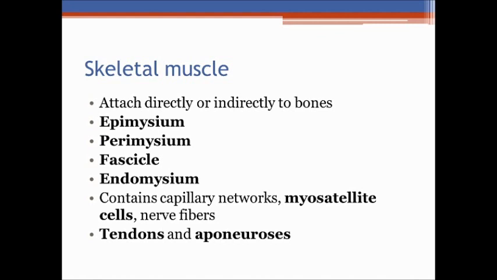Skeletal muscle contains capillary networks, so there's a lot of oxygen exchange. Myosatellite cells, which are stem cells, help to repair damaged muscle tissue. And nerve fibers. They are highly innervated. Skeletal muscles attach to bones via tendons and aponeuroses, which are just a broader sheet-like type of tendon.